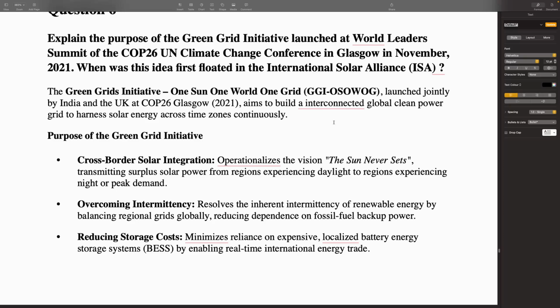aims to build an interconnected global clean power grid to harness solar energy across time zones continuously.